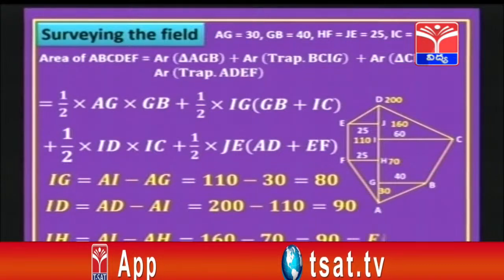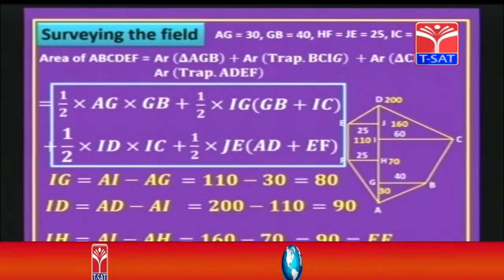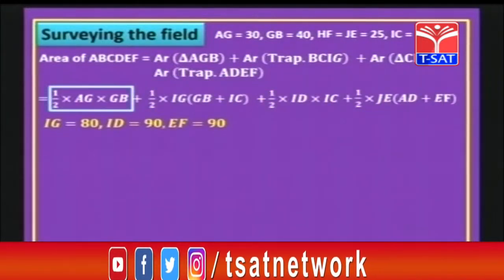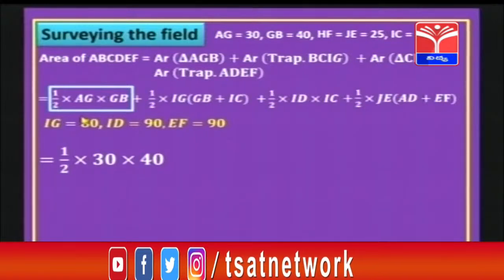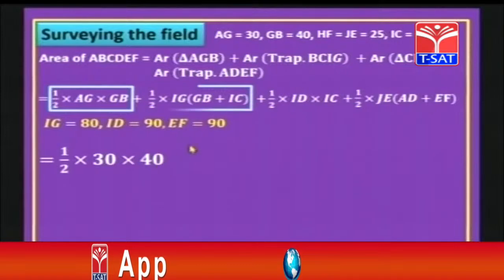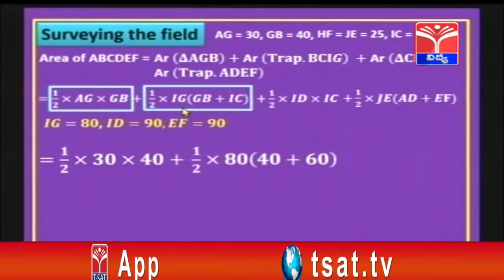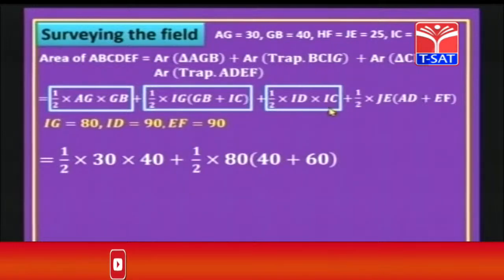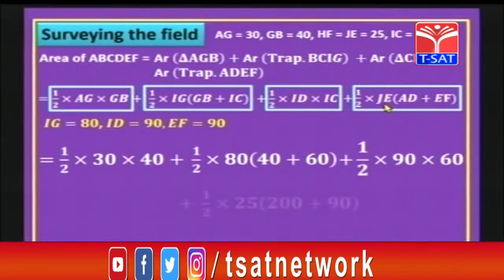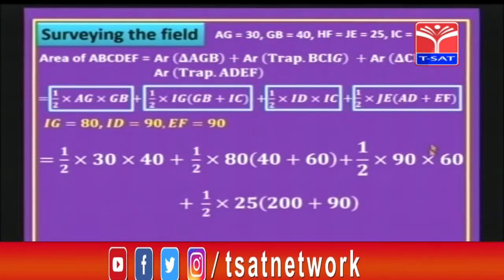Now let us substitute these values, children. If you notice, we are going to substitute all the values now. So area of triangle is given by half into AG into GB. So I am substituting AG and GB values, and you get half into 30 into 40. Then here, substitute the values of IG, GB, IC. Here, we substitute ID and IC values. Then in this one, we are going to substitute JE, AD and EF values.